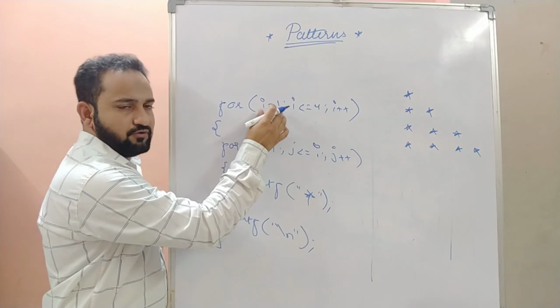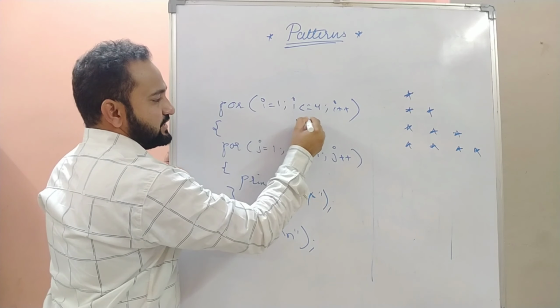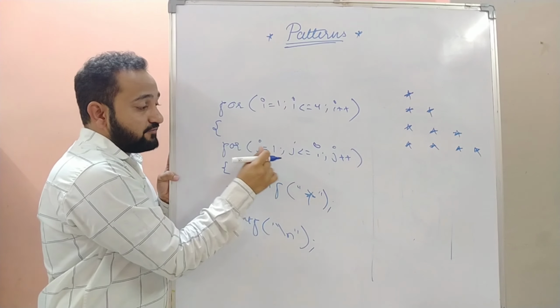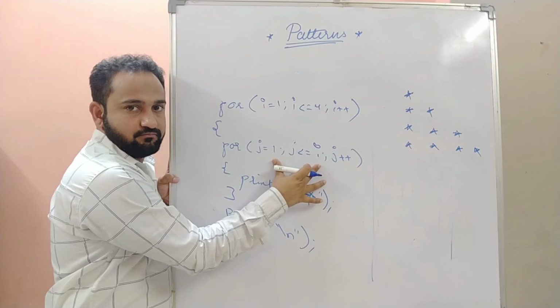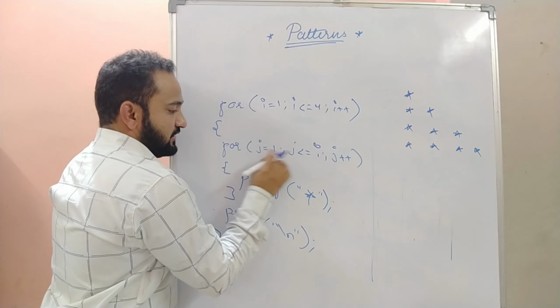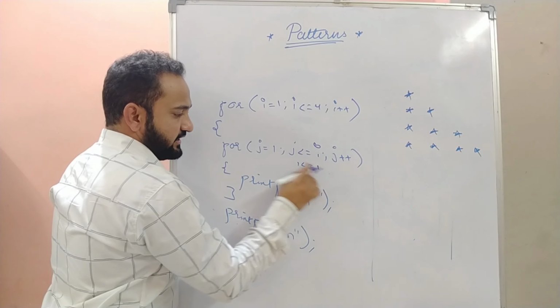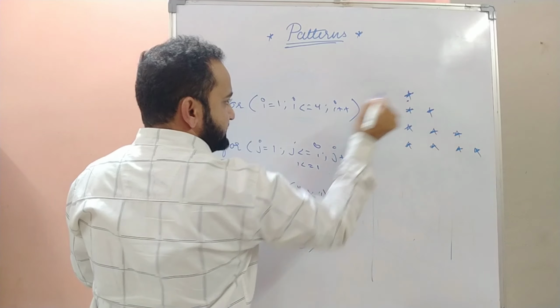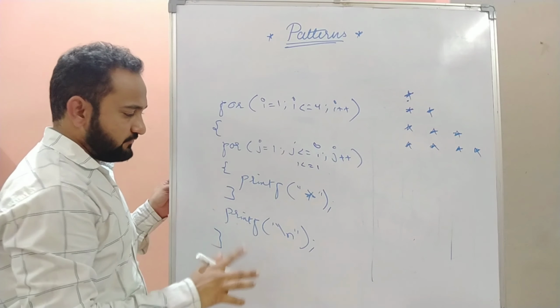For the first case, what will be the value of i? 1. 1 is less than or equal to 4. Yes, condition is true, it will come inside. It will iterate for how many times? It will iterate from 1 to the value of i. Getting it now? So what's the value of i? 1. The value of j is 1. 1 is less than or equal to 1. Yes, condition is satisfied, it will come inside. Print star. It will print the star from the extreme left-hand side. 1 star will get printed.